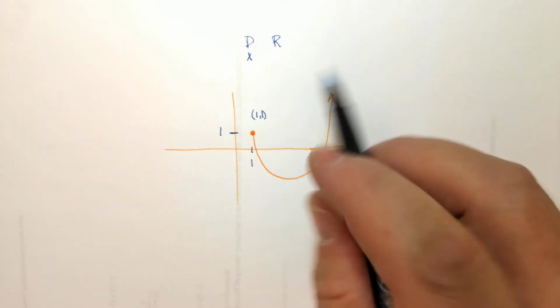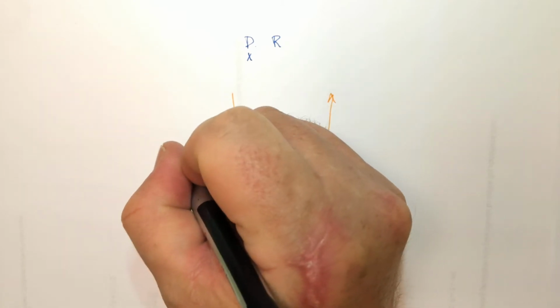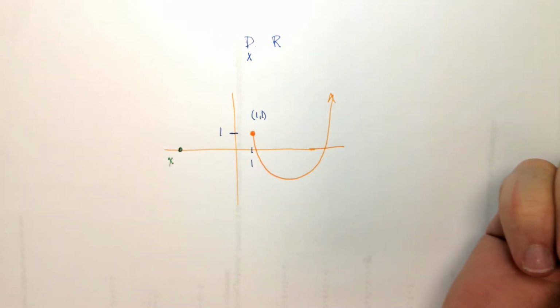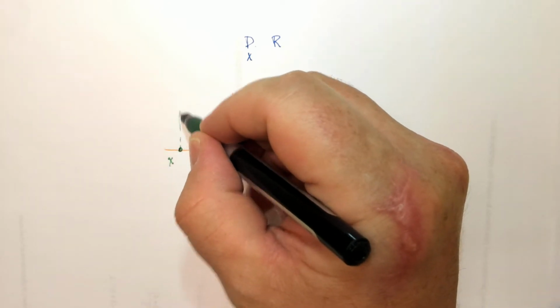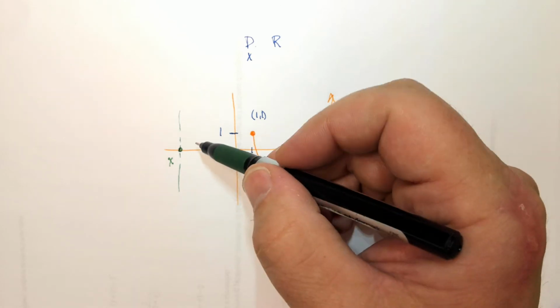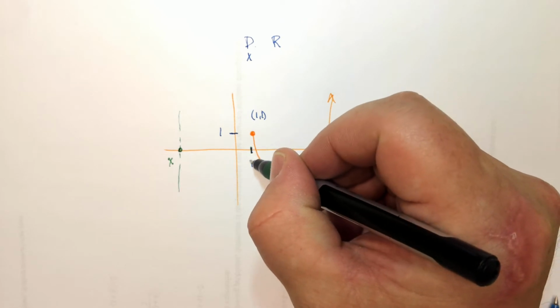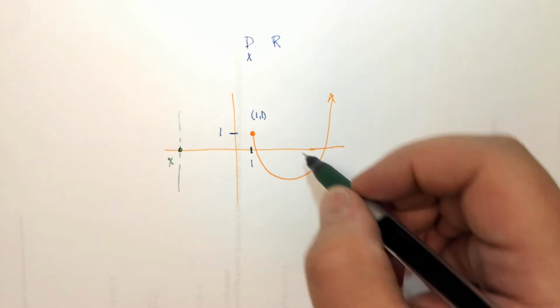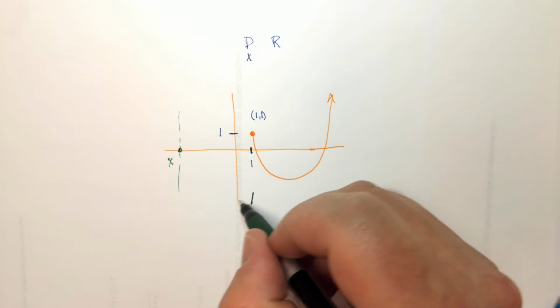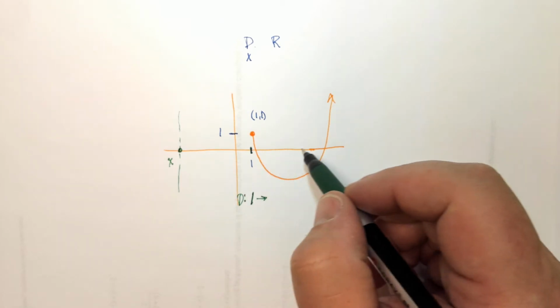Let me give you an example of something that's not in the domain. This number right here for x is not in the domain, because I can draw a line up or down and it will never touch this curve. So that is not in the domain. The first number that's in the domain is 1. So the domain starts at 1, and it keeps going at 2, 3, 4, 5.